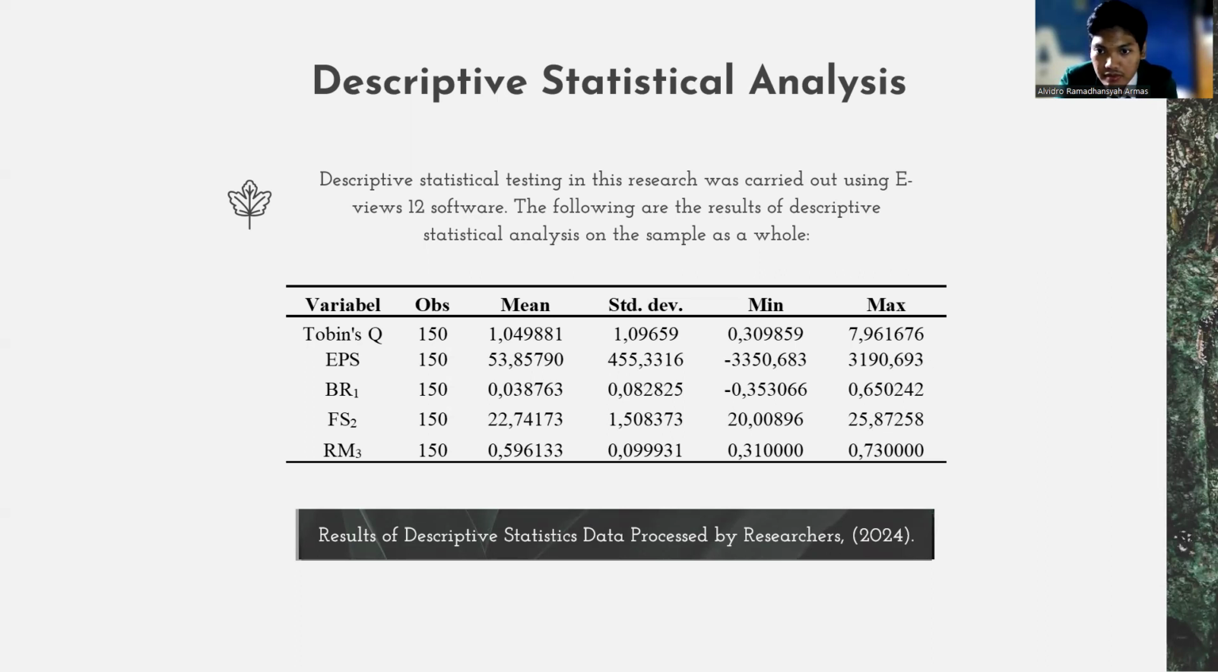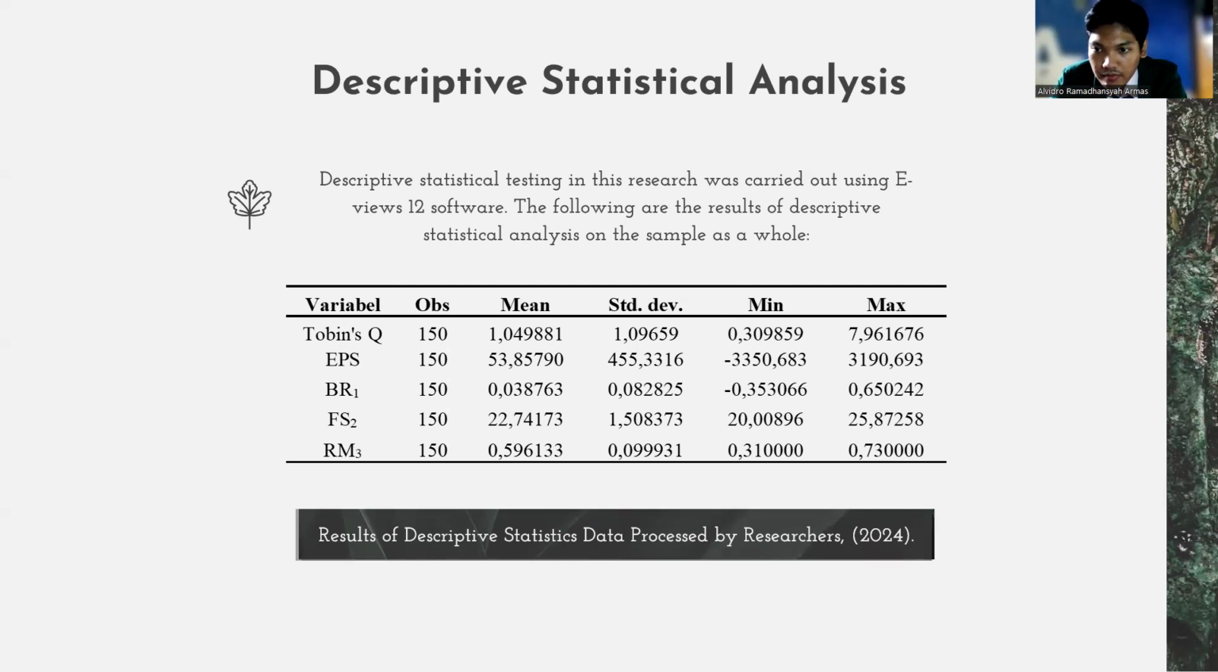And the next one for the business risk is based on this data that has been collected. The average for the business risk variable, or BR1, is 0.038763 with a standard deviation value of 0.082825. And the business risk variable gets a minimum value of negative 0.35.